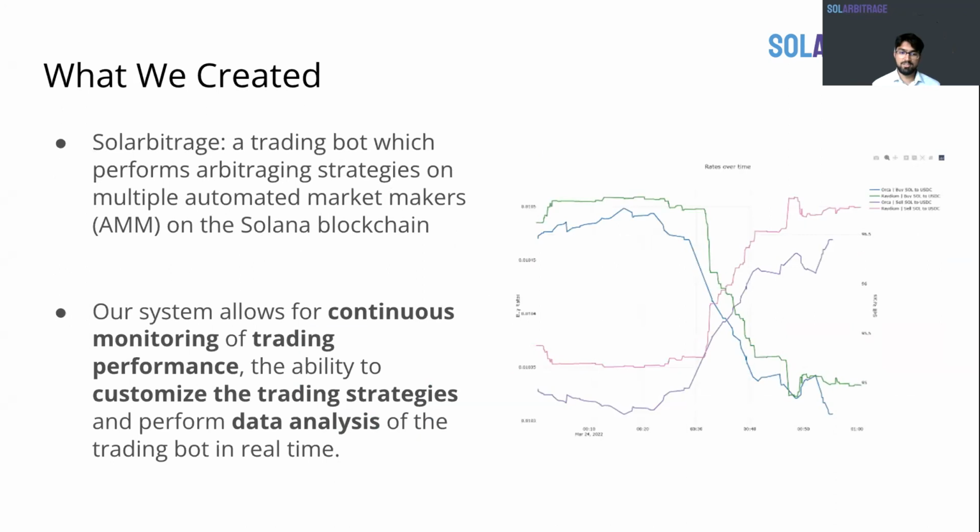All right, so essentially what we built is Arbitrage, a system that supports arbitrage bots to conduct arbitrage strategies on multiple AMMs on the Solana blockchain. Our ultimate audience will be a firm that wants to develop their own strategies and test them with our platform. And so our system allows for continuous monitoring of trading performance, the ability to customize transactions, and data analysis, which altogether makes it easy to test strategies and iterate through transactions in real time.